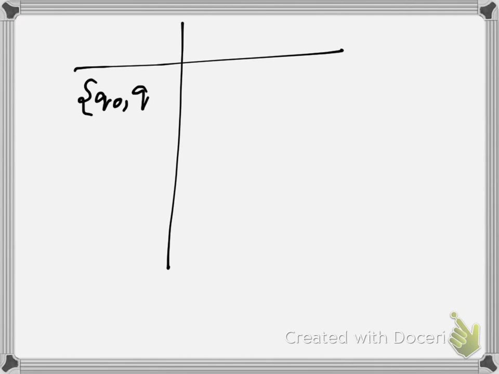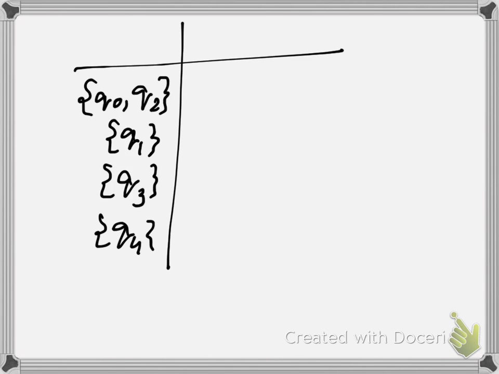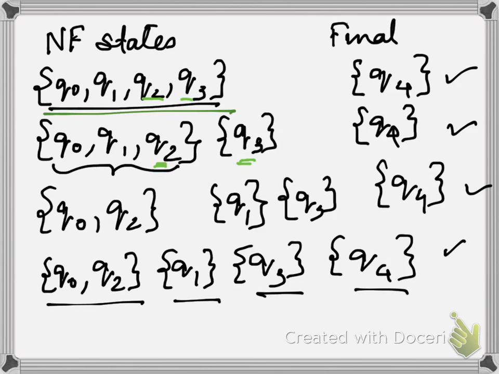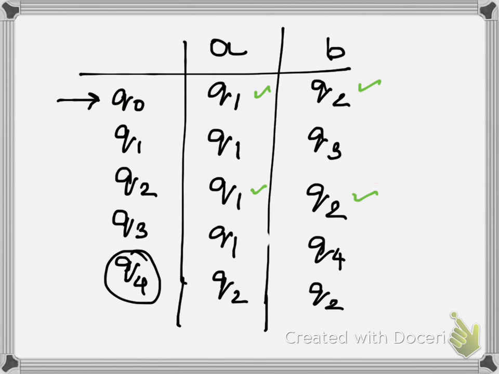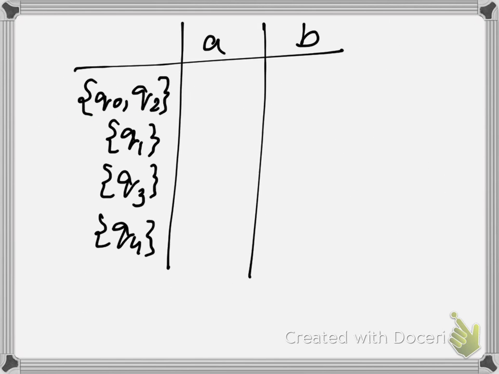Q0, Q2, then Q1, Q3 and Q4. And our inputs are A and B. So Q0, Q2 on input A goes to Q1 and on input B goes to Q2, both of them. So Q1 and this is Q2. Now Q2 is already coming with Q0, so Q0, Q2.